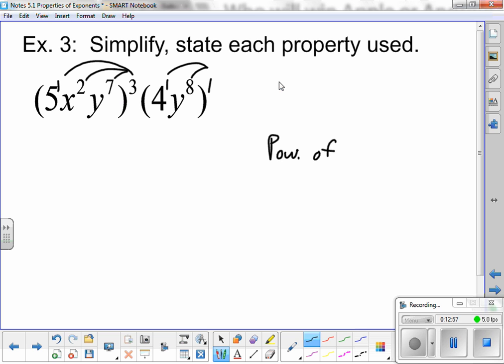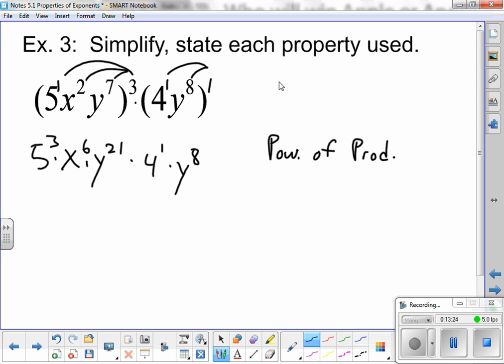Since I'm dealing with parentheses, I can start with power of products. So that's going to be 5 to the 3rd, x to the 6th, y to the 21st. This is multiplied, so we are multiplying. Everything's being multiplied: 1 times 1 is 4 to the 1st times y to the 8th. Okay, I'm going to go ahead and bring these numbers to the front, so 5 to the 3rd and 4 to the 1st.